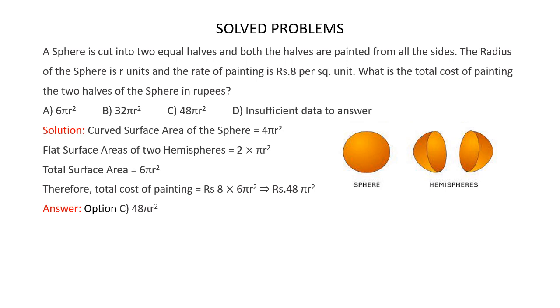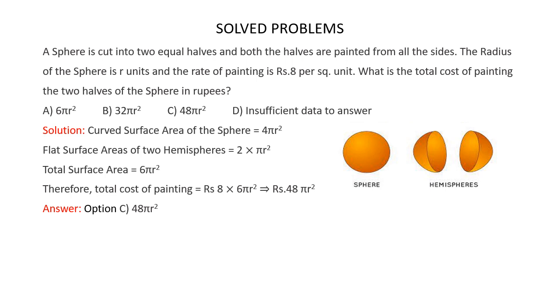Now we know that the curved surface area of a sphere is equal to 4 pi r squared. Flat surface area of two hemispheres is equal to 2 multiplied by pi r squared. So total surface area is 6 pi r squared. So total surface area of 6 pi r squared is painted.